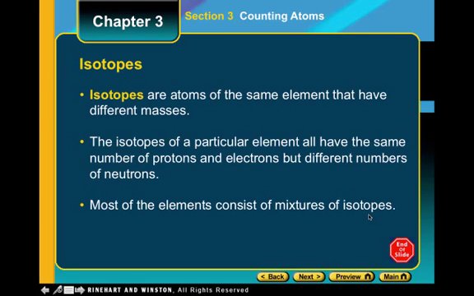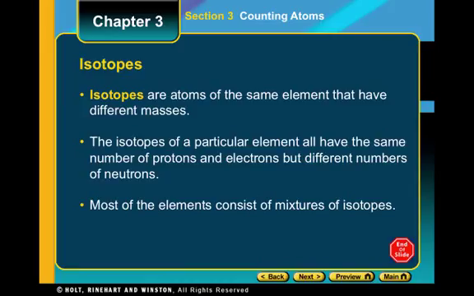Isotopes are atoms of the same element that have different masses. So since they're the same element, that means they have to have the same number of protons. But what is the other subatomic particle that contributes to the mass of an atom? The proton and neutron. The electron, remember, is so small that we don't include it in the mass. So to have different masses, it has to have a different number of neutrons. It has the same number of protons, different number of neutrons.